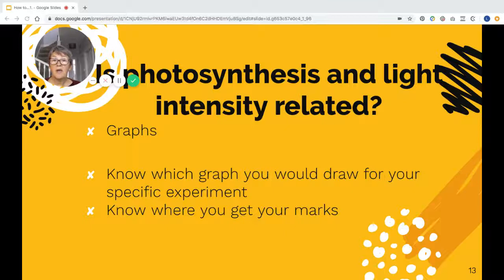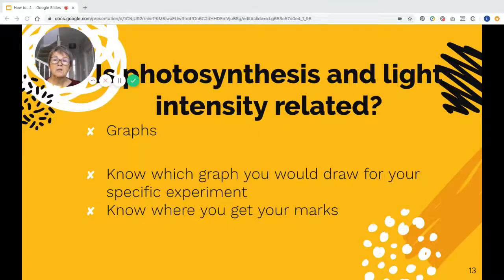Graphing skills are quite a thing. You do need to know how to do your graphing skills. You need to know where the marks come from. So remember, if you've got a graph that's got numbers and numbers, so the rate of photosynthesis and the light intensity, that they'll both be numbers, then it's going to be a line graph. If you've got numbers and words, like numbers of students with different eye colours, brown or blue, so they're words, that's always going to be a bar graph. That's as a rule of thumb.